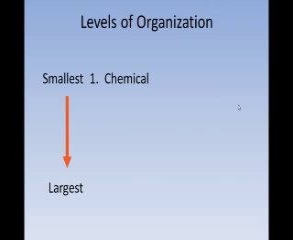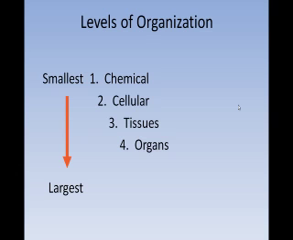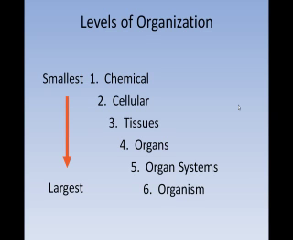Okay, now we need to look at the levels of organization. How is your body organized? This is a real simple concept, but a lot of people miss it. So, you start off with the smallest things in our body are chemicals. Chemicals come together and make up cells. Two or more cells grouped together make up tissues. Two or more types of tissues make up organs. Two or more different organs make up organ systems. Two or more different organ systems make up an organism, which is you.